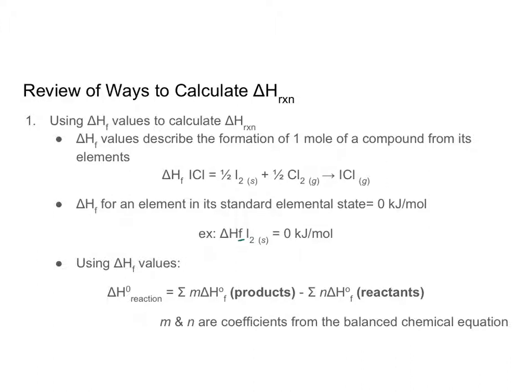The change in enthalpy of formation for an element in its standard elemental state is always 0 kilojoules per mole. So I2 would be 0 kilojoules per mole. Sodium by itself would be 0 kilojoules per mole. And then we can also use the enthalpy of formation values to get the change in enthalpy of the reaction. As you may forget, it's the sum of the products minus the sum of the reactants, where m and n are coefficients from the balanced chemical equation. We did this a bunch earlier this year, so this is kind of a review. Any questions about this?